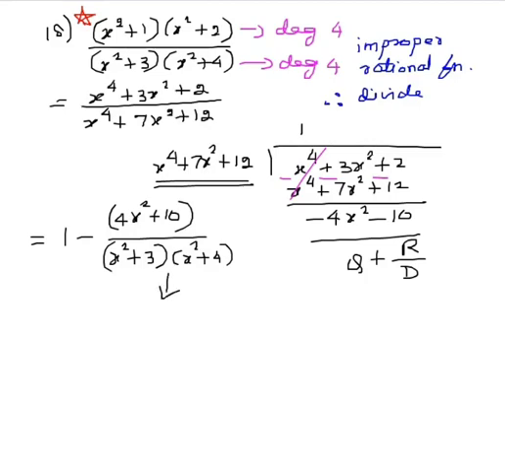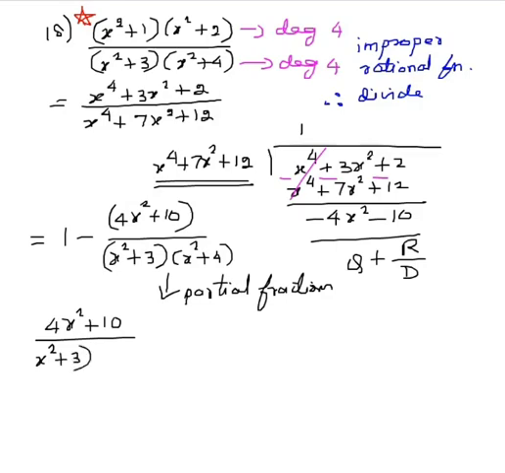Now this can be done by partial fraction method. Let us take that fraction 4x square plus 10 divided by (x square plus 3) times (x square plus 4). If you notice, in this expression we have only x square term, no x term. So if there is no x term, we can take it as a by (x square plus 3) plus b by (x square plus 4). No need to take ax plus b and cx plus d. Even if you take, the coefficients of x term will be zeros.